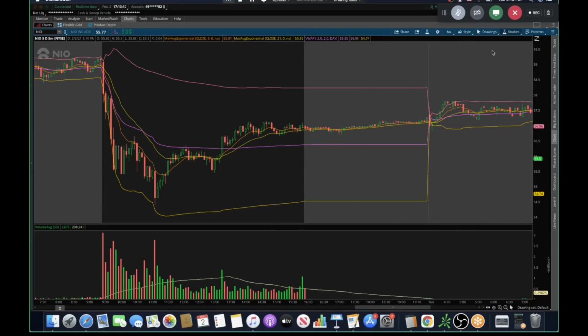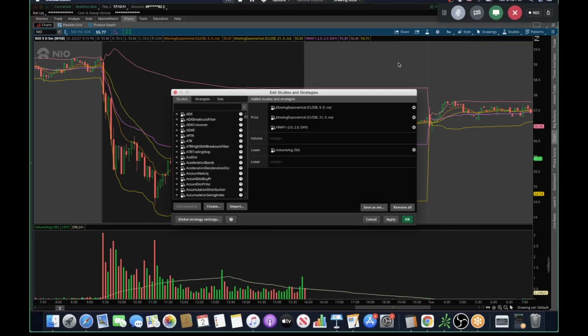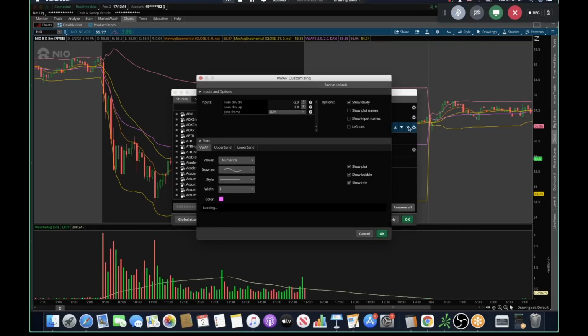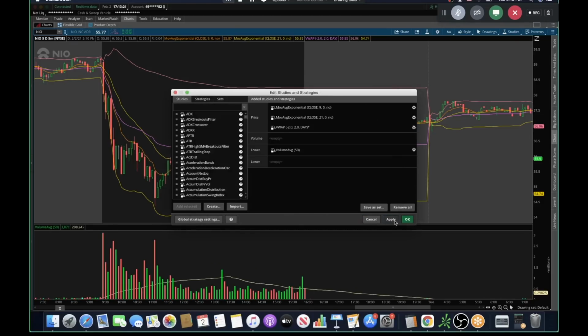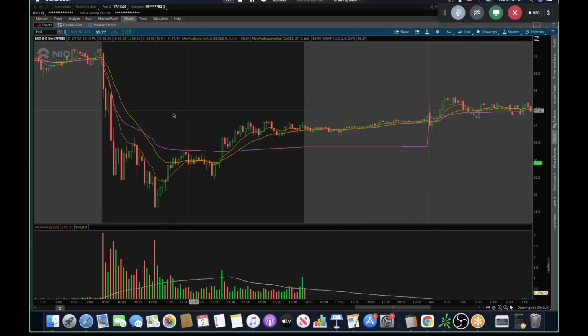So if we go back into my settings, edit this. So the VWAP is your middle band, and then the upper band, I'll just uncheck all of these so it doesn't show it. So you just uncheck it, okay, apply, and it removes your upper and lower band. So now I just have the middle band, and that is what I look for when I'm looking at the VWAP. I pay attention to the middle band.